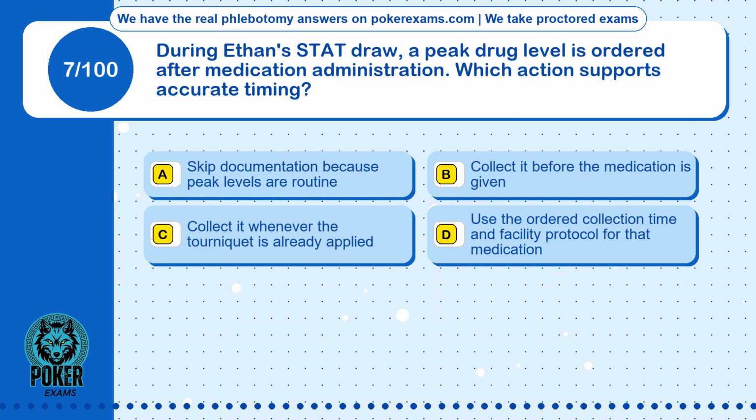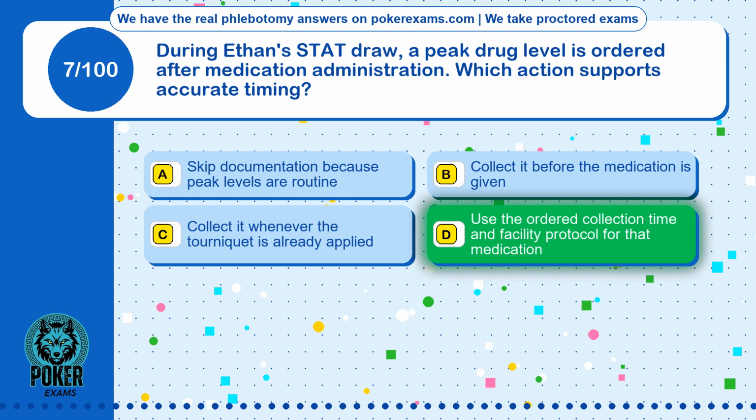Question 7. During Ethan's STAT draw, a peak drug level is ordered after medication administration. Which action supports accurate timing? Option A. Skip documentation because peak levels are routine. Option B. Collected before the medication is given. Option C. Collected whenever the tourniquet is already applied. Option D. Use the ordered collection time and facility protocol for that medication.